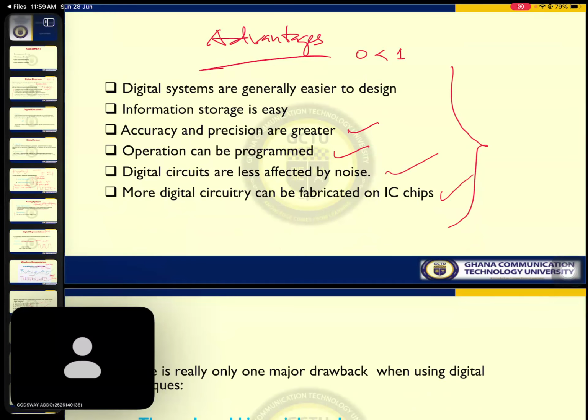Please, how do the discrete values, I mean the zeros and ones, make digital systems easier to design?